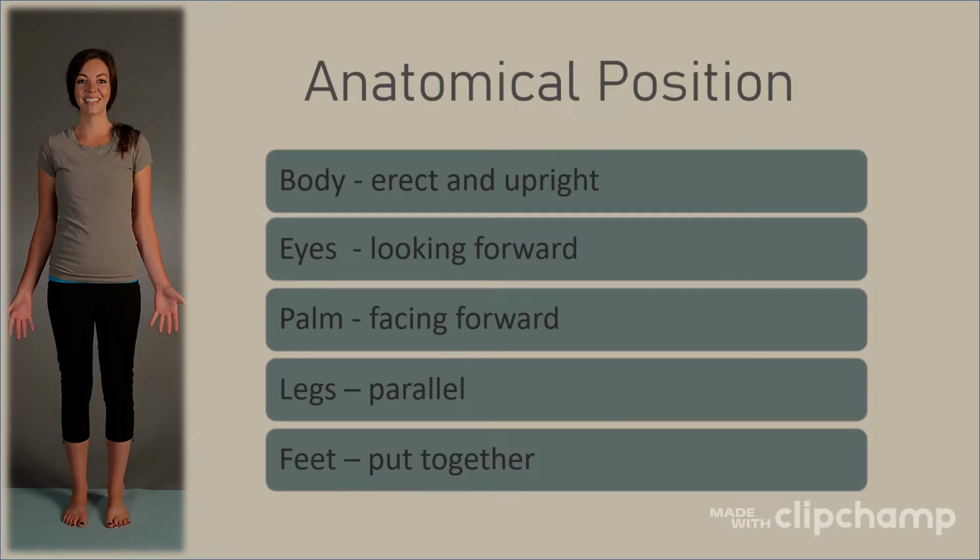Anatomical position is when one is standing upright, feet slightly apart but legs parallel, hands at the side, palm facing forward and eyes looking straight. So, whenever we are describing any structure, it is the position that we take as a reference.